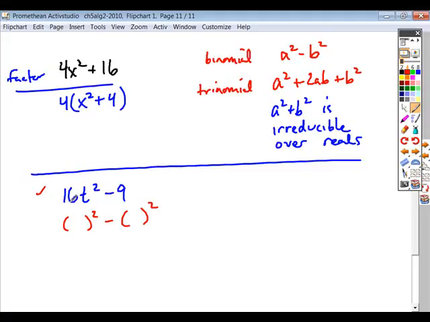Is there a number that we can multiply by itself to give 16? 4. And then t squared is just t. And then what about the 9? Yep. So once you identify those, it fits the pattern of the difference of squares. So you just type in your terms, 4t and 3, and then you're just going to take the sum of them times the difference of them. And that'll be your factors.